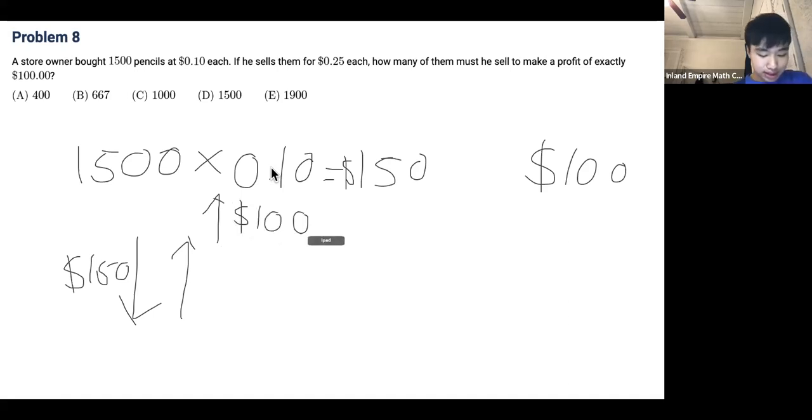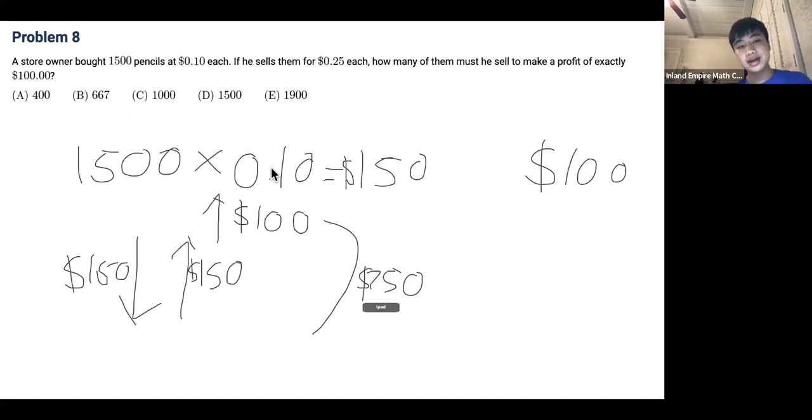How much does he need to sell? So if we add 150, so basically this whole thing right here is going to be 250. So he needs to sell $250 worth of pencils in order to not only make back his $150 that he spent, but also make an additional profit of $100. Since profit is the amount that you make minus the amount that you spend.